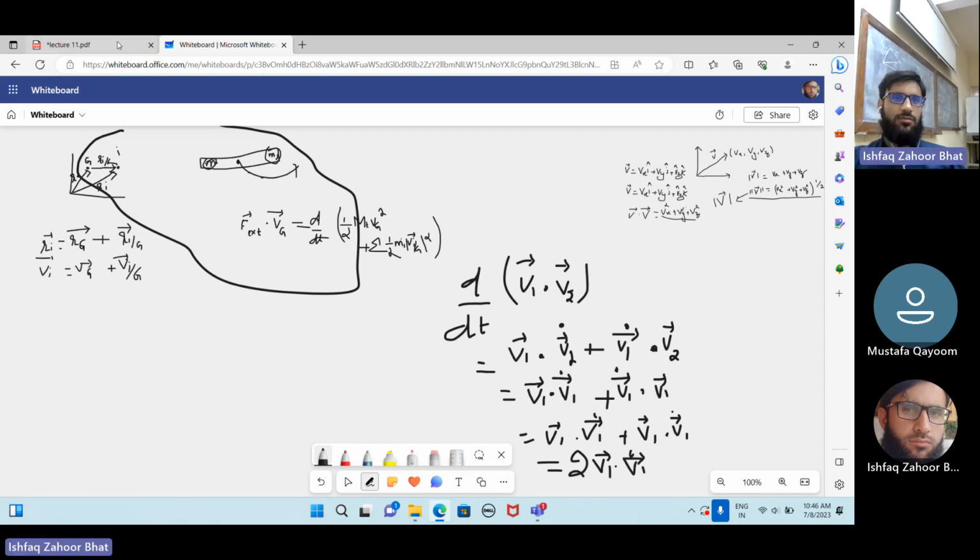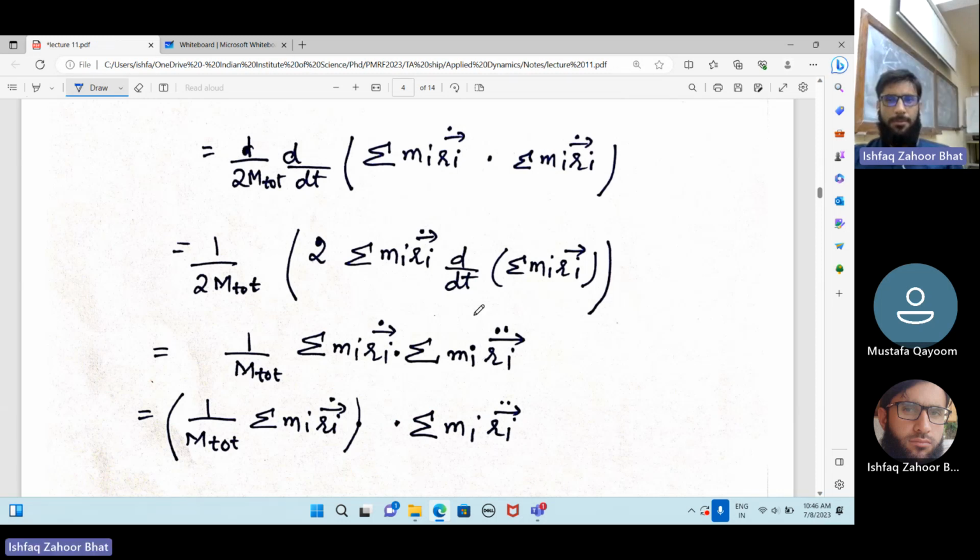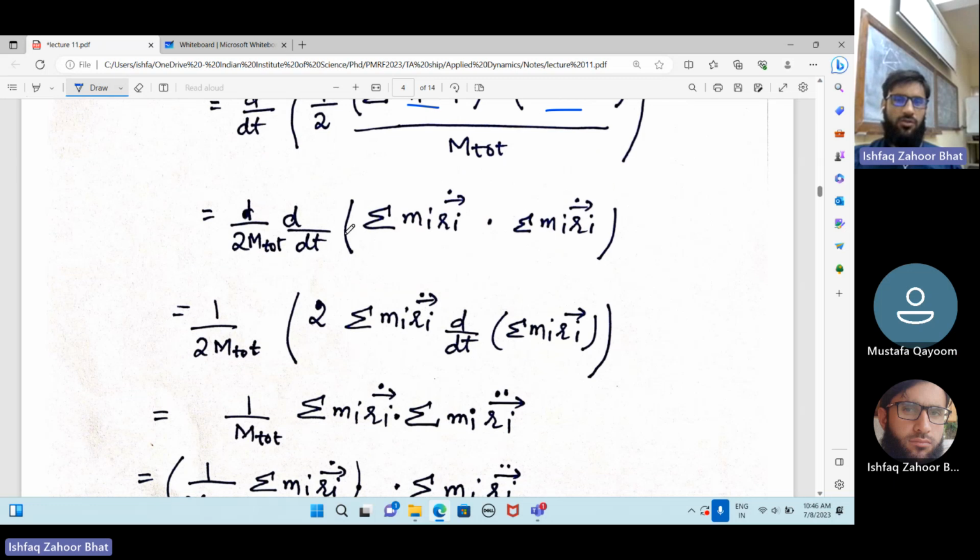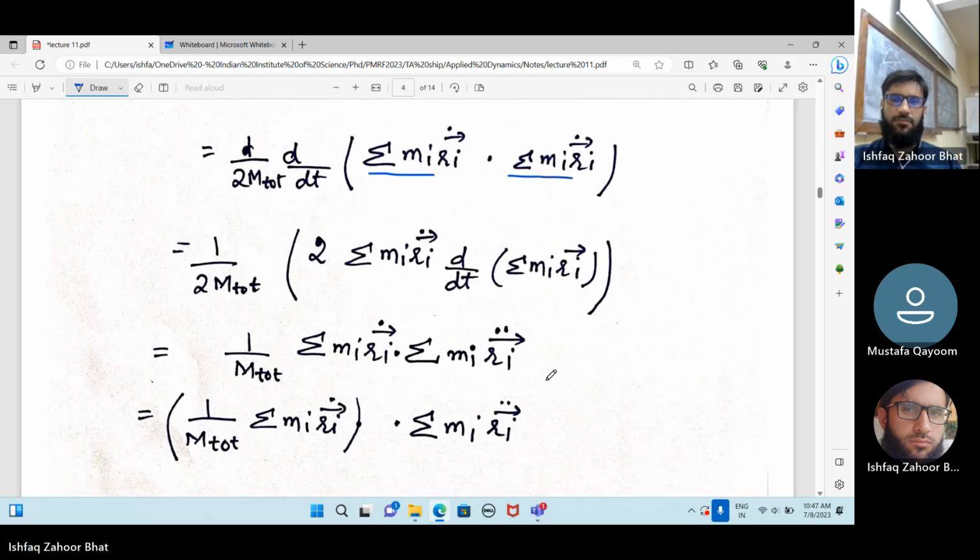Let us go to the lecture notes. So see, we have the derivative of this vector dotted with this vector, and this should be equal to 2 times this vector and the derivative of that vector. This is what I have written. 2 times this vector, derivative of that. Is it clear? Are you clear? Yes, sir. It is clear, sir.